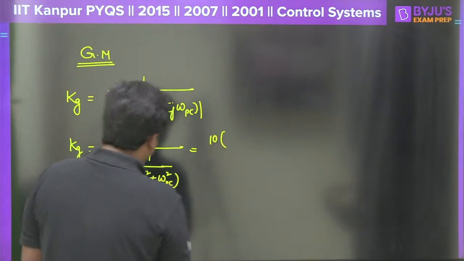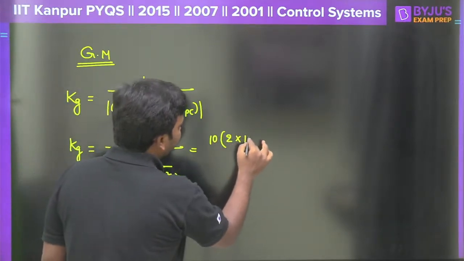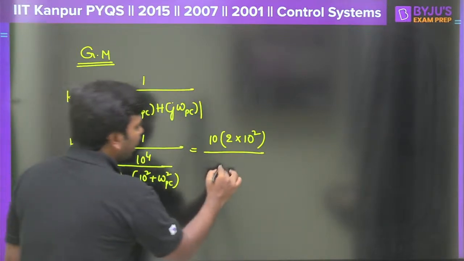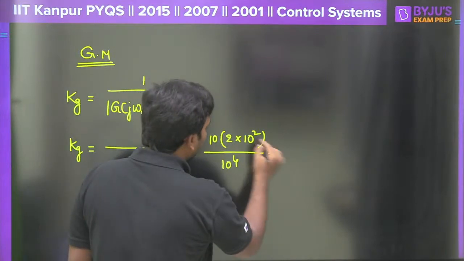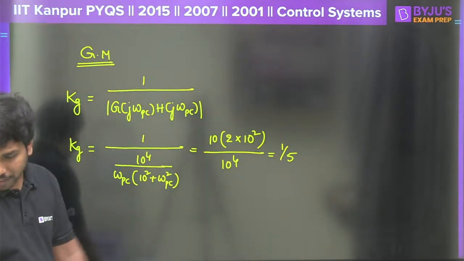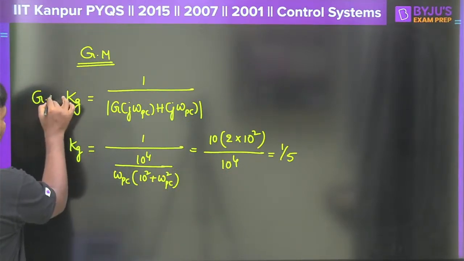So what is that value? 100 plus 10 square would be 2 times 10 square, divided by 10 power 4 here. So this is going to be 2 by 10, which is actually nothing but 1 by 5. So Kg is equal to 1 by 5. Gain margin Kg is equal to 1 by 5.